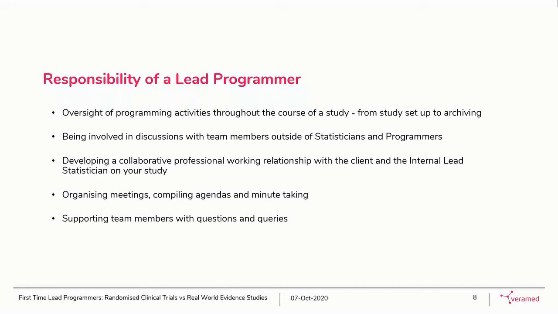Lead programmers can also be responsible for the organisation of the statistical and programming meetings, compiling the agendas needed for these meetings, and carrying out the minute taking whilst the meeting is happening. It's very important to take minutes during any meeting to ensure that any decision made has been formally captured. Throughout the course of the study, lead programmers support team members with any questions and queries they may have about programming, the background of the study, the SAP, the shells, or the dataset specifications.